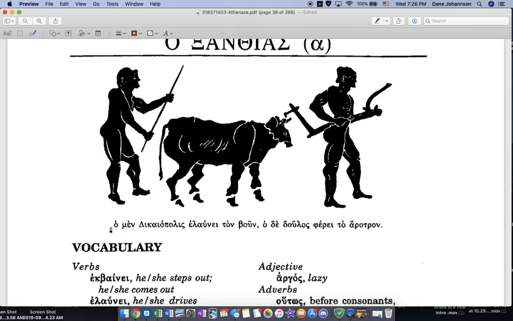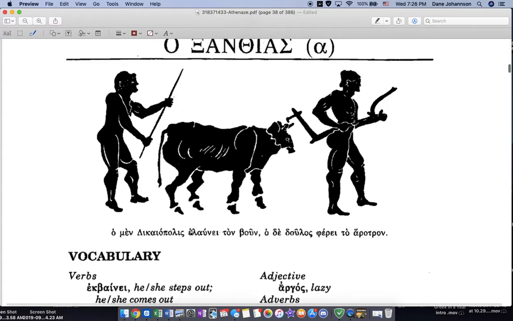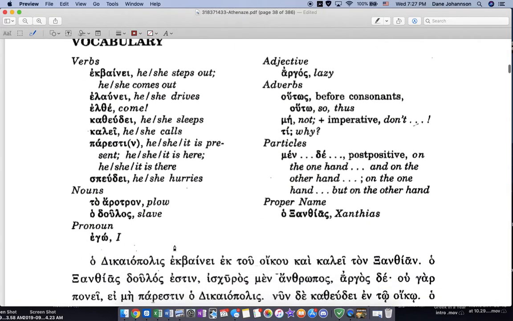So, on the one hand, Dicaeopolis elavni. He goads, he drives the ton voun, where we get bovine, so the oxen or the cow. And on the other hand, the slave, o doulos, the servant, more the servant. The servant, well, this time probably enslaved. So the slave carries, feri, fero, I carry, to arotron, the plow. Let's walk through the vocabulary.